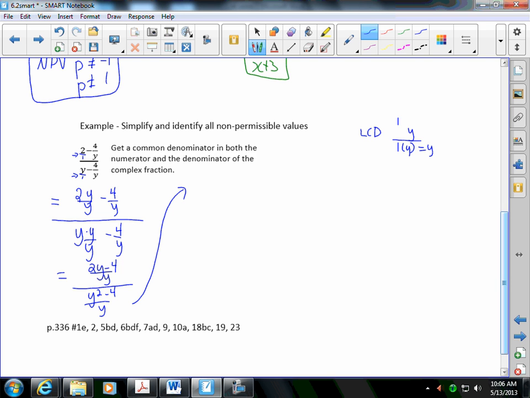So if I think about this, this bar is the same as a divide sign. So I can just write it as 2y minus 4 all over y, divided by y squared minus 4 over y. Okay, if I divide by fractions, I need to flip and multiply by the reciprocal. But before I do that, I have a 2y minus 4, so I'm going to GCF out a 2 to have 2 times y minus 2 over y, times y over y squared minus 4, which is y minus 2 times y plus 2.